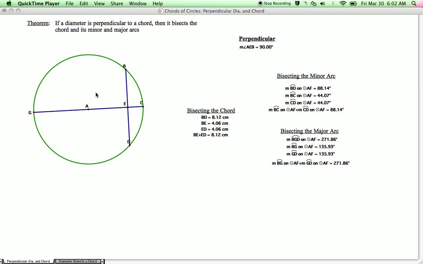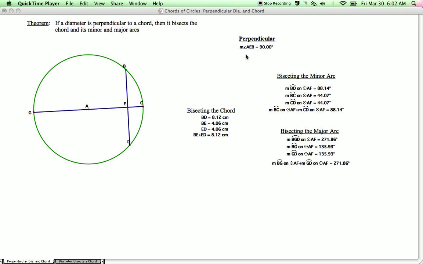Okay, today we're going to look at 4 different theorems involving chords and circles. Remember, a chord is any segment that has endpoints on the circle. Alright, first one. If a diameter is perpendicular to a chord, then it bisects the chord and its minor and major arcs. Okay, well the conditional part of this is that it's perpendicular. So let's look and see.